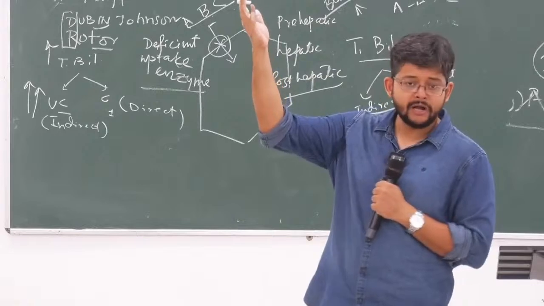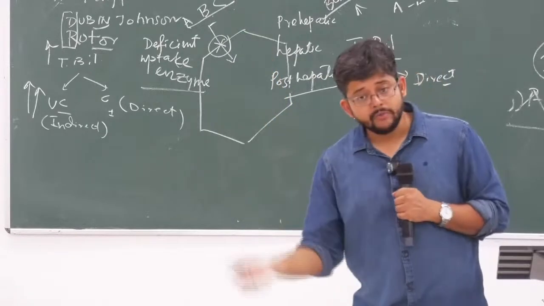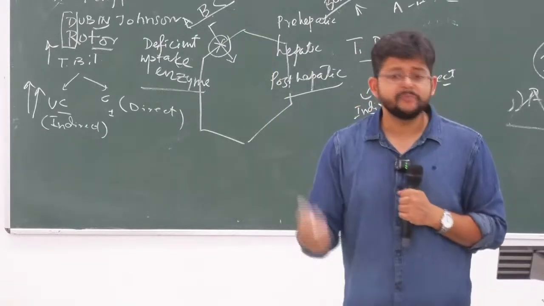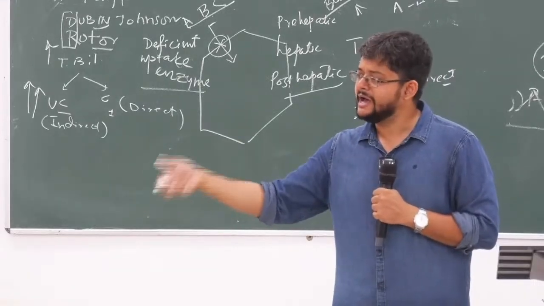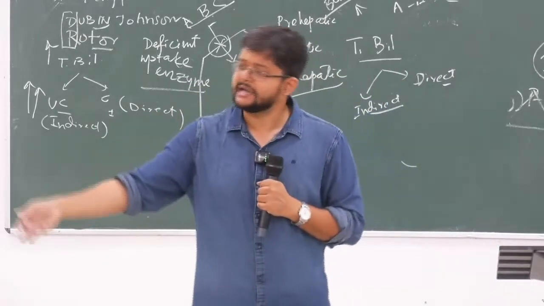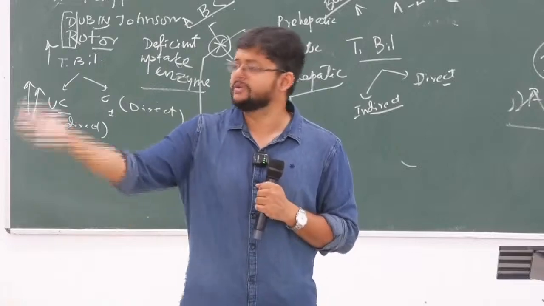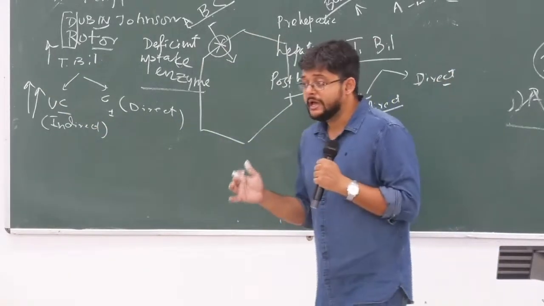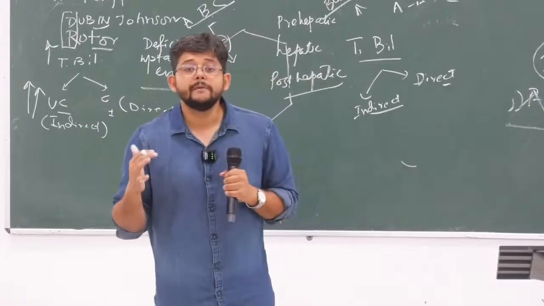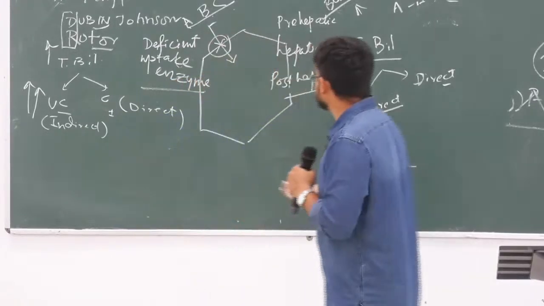Because hepatocytes contain certain enzymes, if hepatocytes are damaged, the enzymes which are inside the hepatocyte will also go up in blood, and total bilirubin will rise, indirect will rise, direct will rise, all three will rise, because indirect is also present in hepatocyte, and indirect is converted into direct, that is also stored in hepatocyte, so everything will go up. So in hepatic jaundice we will see a mixed picture.